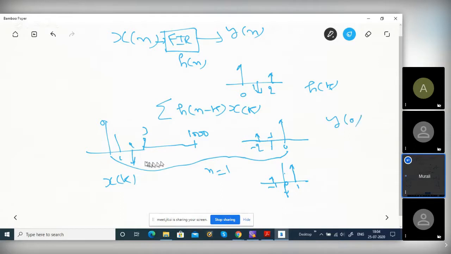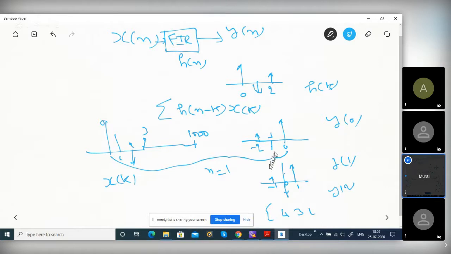For n equal to 1, this whole thing is shifted right, and two samples will be there. Then for n equal to 2, three samples will be there. After that, samples are multiplied term by term and summed, and we get an output. So this is nothing but convolution.